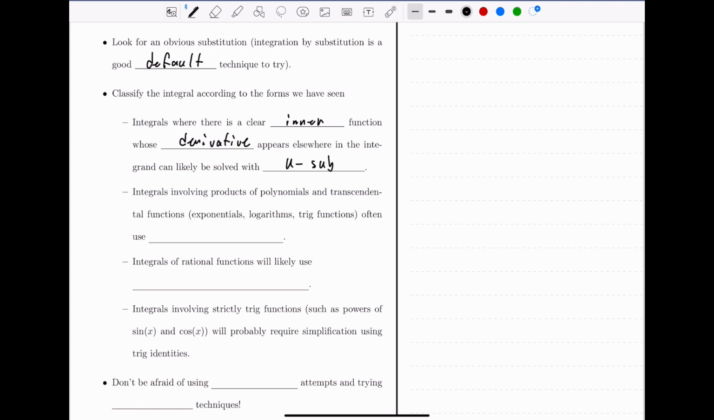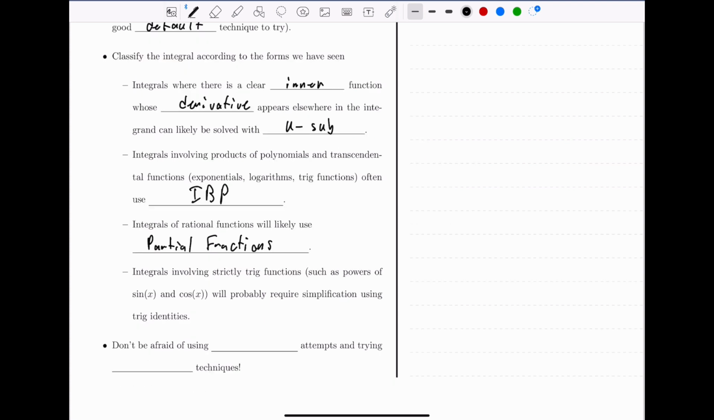If the integral involves the product of polynomials and transcendental functions, polynomials could be something like just x or x squared. Transcendental functions are exponentials, logarithms, trigs, sine of x, something like that. If we see that sort of a product, then that's a suggestion that we should try integration by parts. Often that technique will be effective. If we have a rational function, almost all the time it will be partial fraction decomposition. Finally, if the integral involves only trig functions, such as powers of sine or cosine, then we will likely have to use some trigonometric identity to simplify.